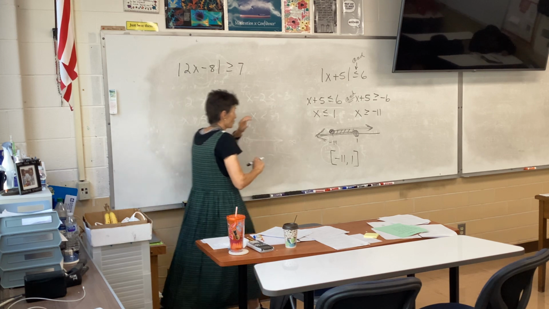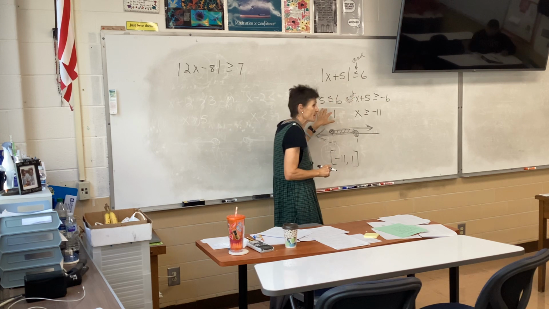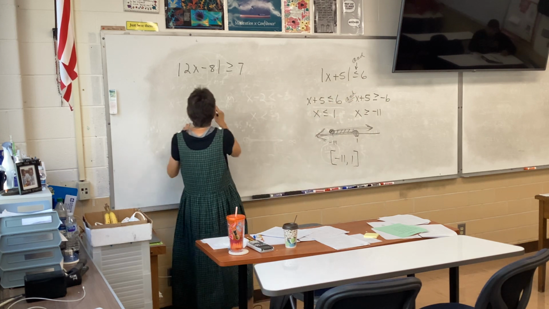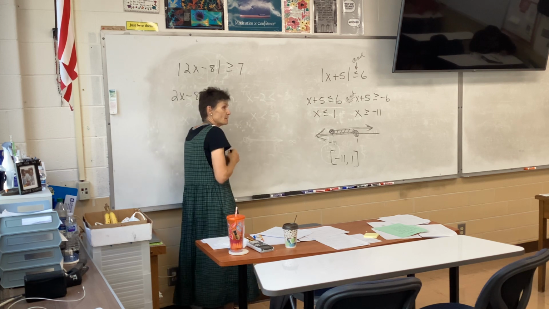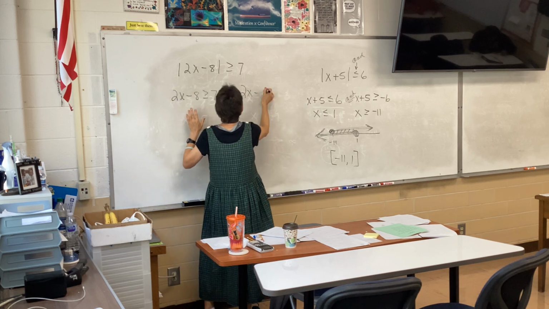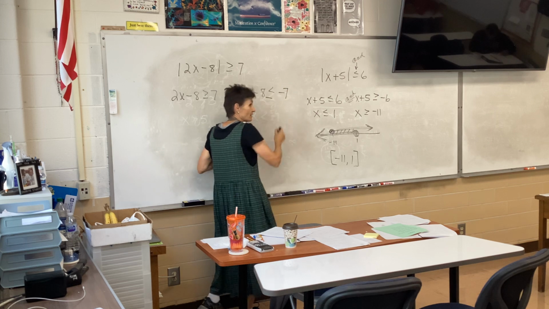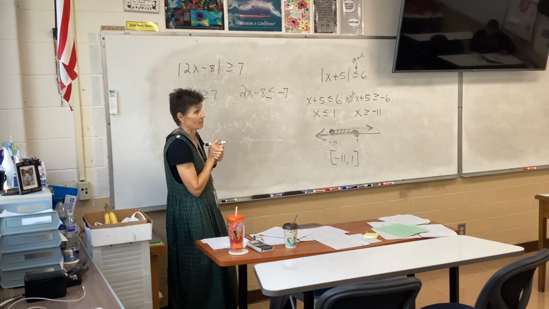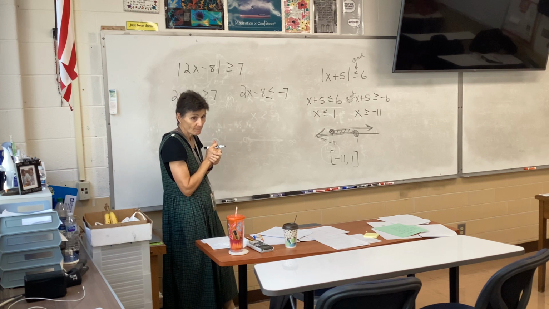Okay, let's look over here at this one that we just did. Drop it out of the absolute value. So the first thing is just drop it out. So it's gonna be 2x minus 8 is greater than or equal to 7. Yeah, and then you flip it. Now you have two. So then I write 2x minus 8 is less than or equal to negative 7. I flip it and make it negative. Everybody okay? Jocelyn, you okay?